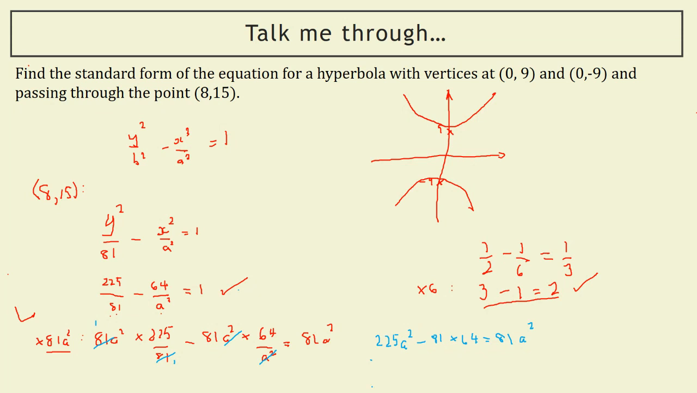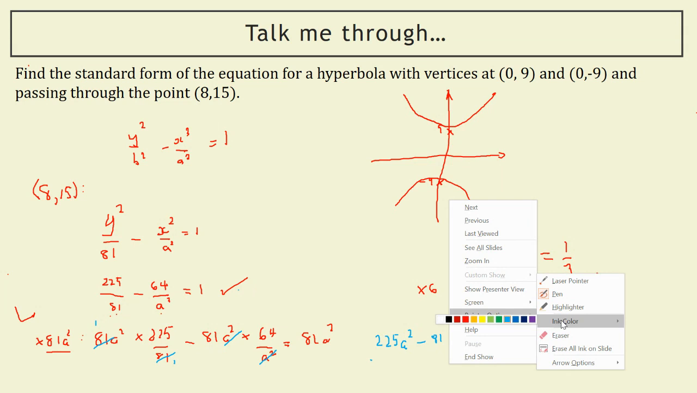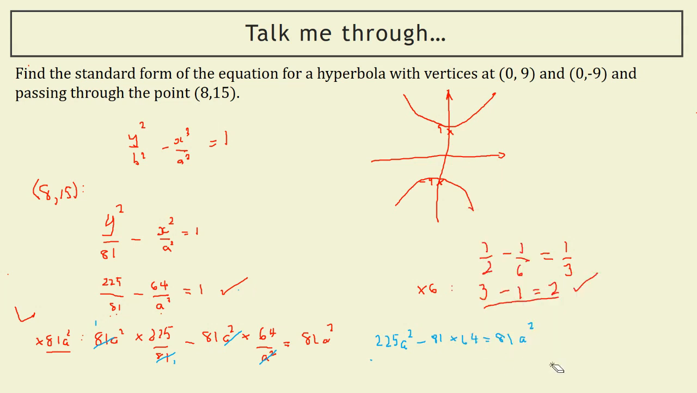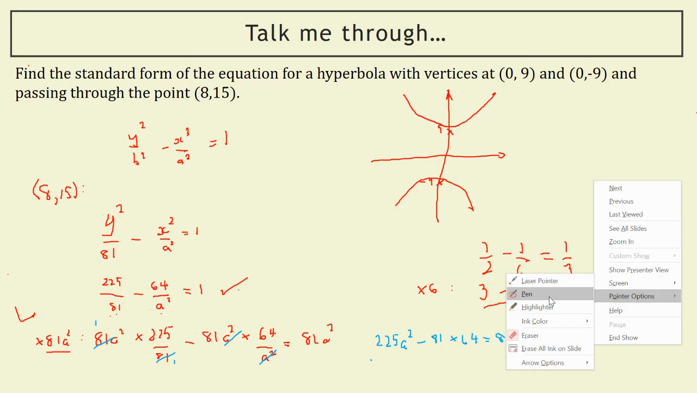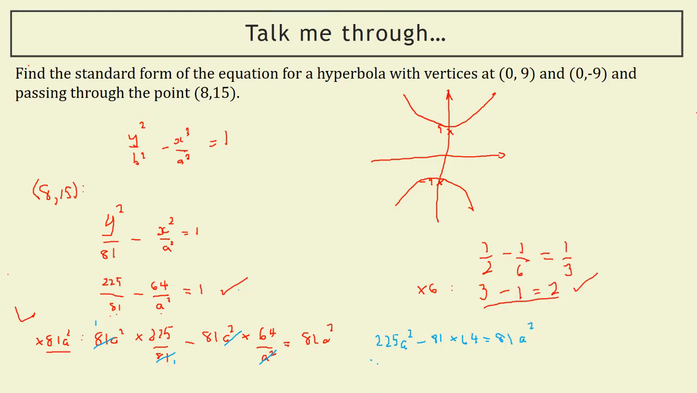Then I just need to think about getting everything together. So I get my a squared together. So I take away the 81. So if I go back to my pen and I take away the 81, that's what I'm going to be left with, 144. See, it's a nice square number. I did choose this for a reason. 144 minus the 81 equals 81 by 64.